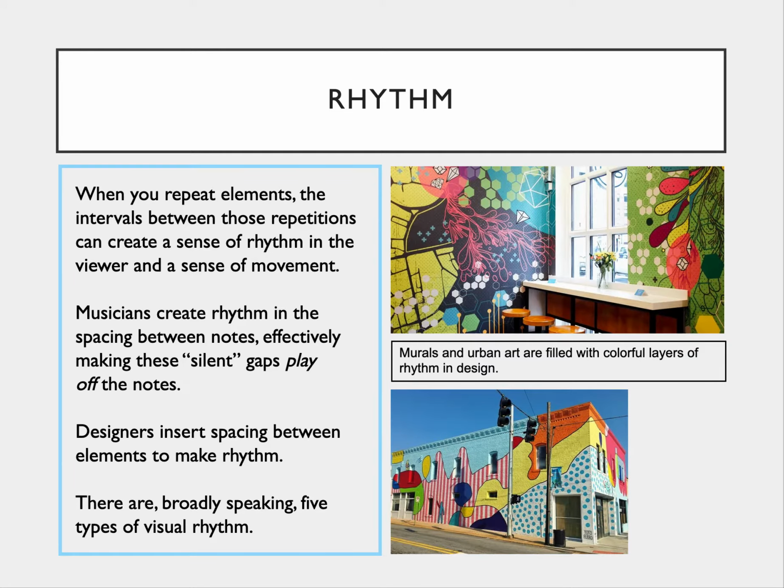Rhythm is when you repeat elements in a way that the intervals between those repetitions create a sense of rhythm. Kind of how it's the silence between the notes that creates the music. Same thing here. It is the intervals between the elements that creates the rhythm. So, and here are a couple examples here of urban art that has very colorful visual music that's played within it.